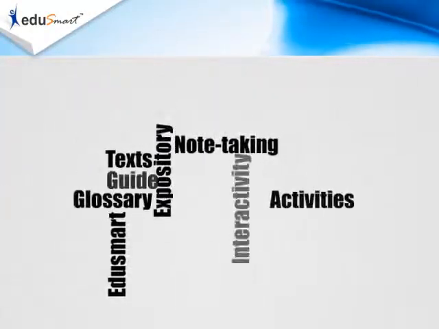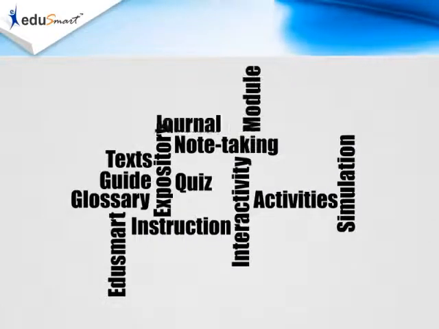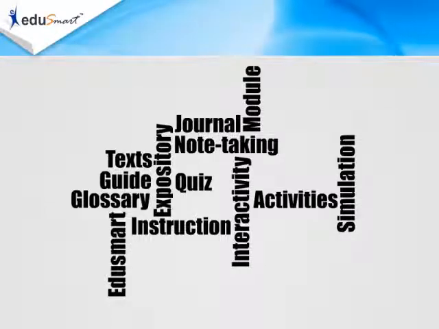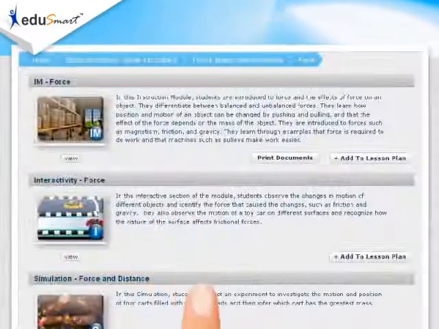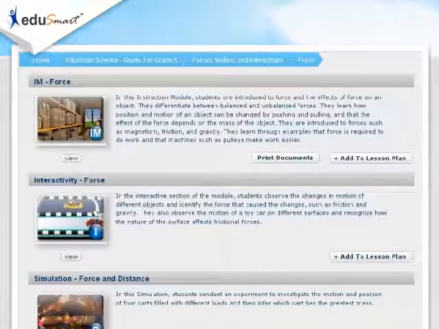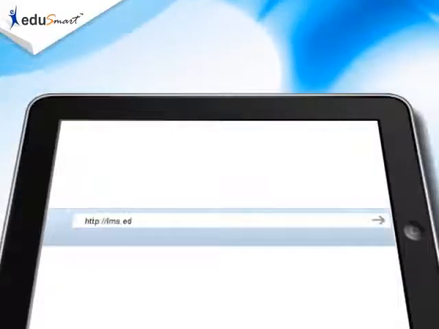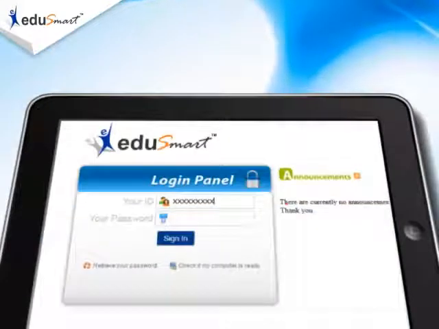This lesson is just an example of how the different lesson components might be used to create effective 5E lessons. There are many different combinations that will work, including incorporating components from external sources. We hope this demonstration gives you the confidence to experiment with building lessons using Edusmart's powerful platform and its comprehensive content library.